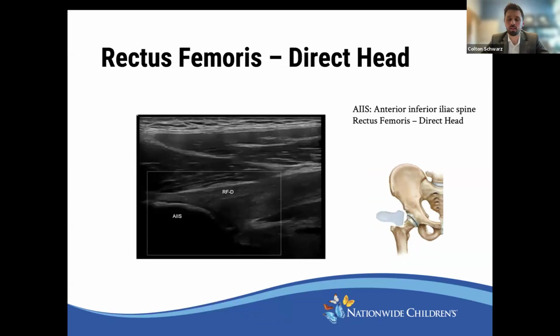So here's that orthogonal long axis view of the direct head of the rectus. It shows a nice fibrillar structure attaching to that AIIS without any abnormal echogenicity or significant cortical irregularity. Additionally, on Doppler assessment, there's no hyperemia appreciated. In this view, you can see that dark spot just below the rectus, and that's where you're starting to see that indirect head with a good amount of anisotropy.